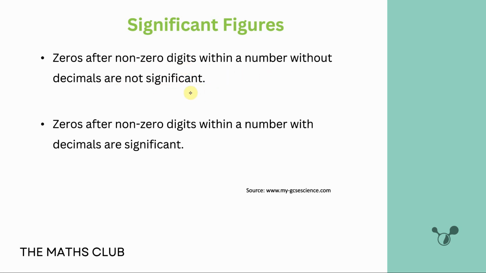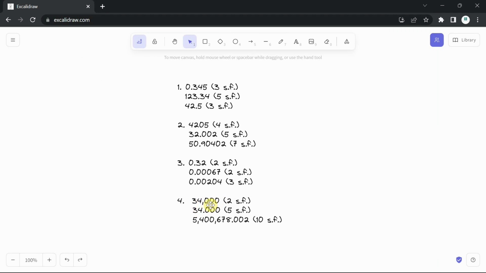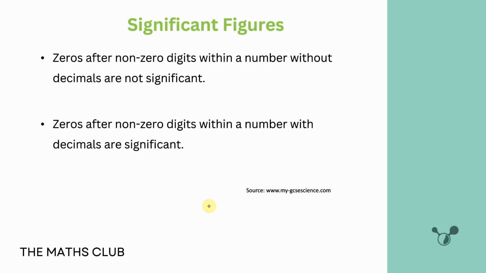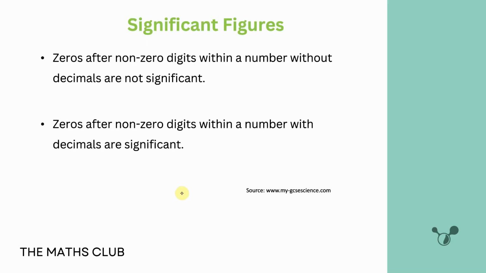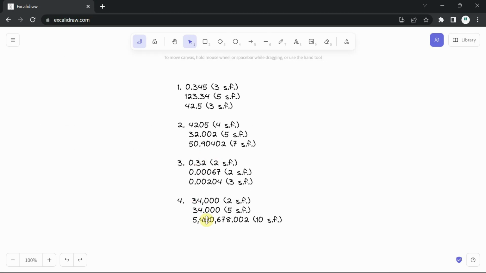Let's see what it says. Look at this. Zeros after non-zero digits. So this is 3, 4. You can see the zeros after it, right? Without decimals are not significant. Is there a decimal in this place? Is there like 0.2 something? No, right? So all these zeros are not significant. You can see what they said: zeros after non-zero digits within a number without decimals are not significant. But look at the last part. It says zeros after non-zero digits within a number with decimals are significant. You can see this is a flip scenario.